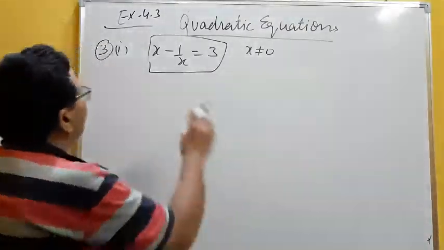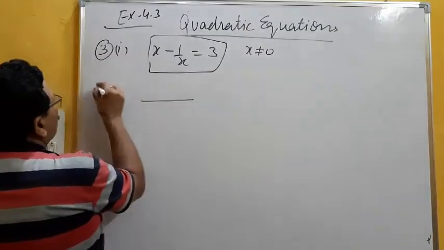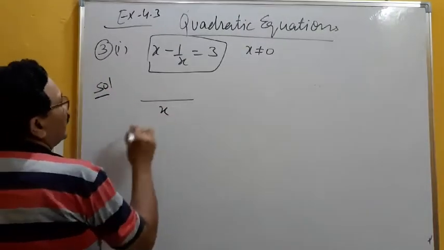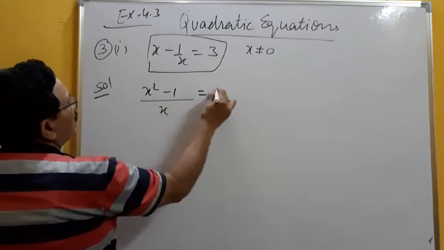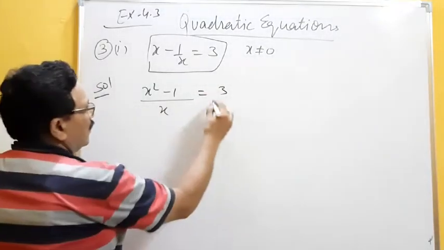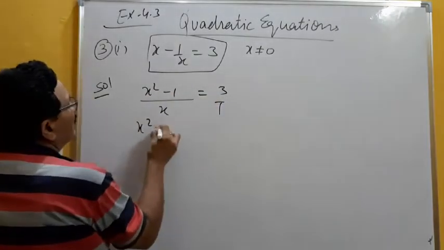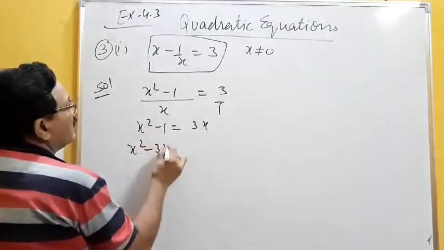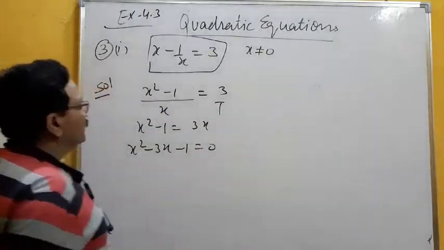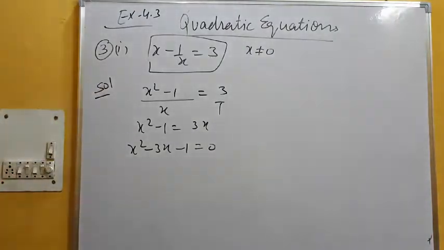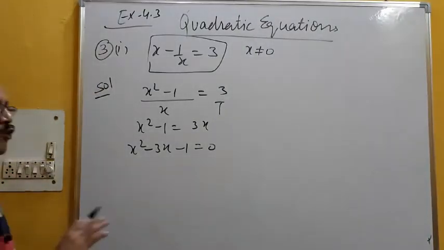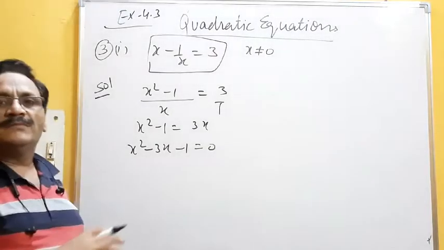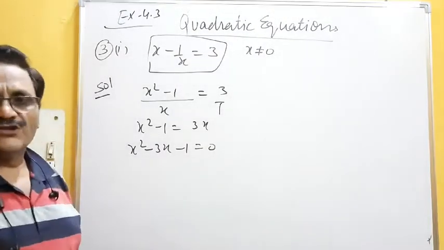See how. Take x as LCM. The solution you are finding. What do you get? x square minus 1 equal to 3. And now you cross multiply. x square minus 1 equal to 3x. Take 3x this side. So now this is a quadratic equation.